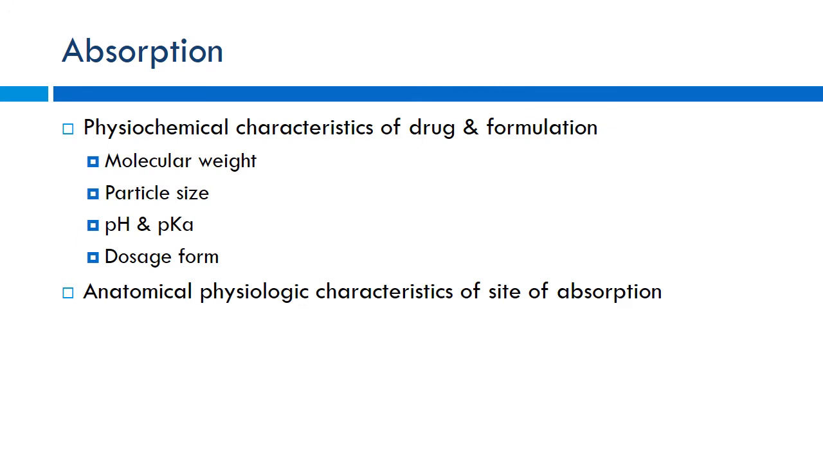So looking at absorption of drugs, we'll find that the physiochemical characteristics of the drug and the formulation are going to be important in describing what type of absorption you're going to have. That includes the molecular weight of the drug, so the larger the molecule, the harder it is to be absorbed. Particle size can be important here, so smaller particles tend to have more surface area that can be absorbed. Also the pH of the solution that the drug is in, the pKa, and the dosage form. You're going to find that, based on different changes within the peds patient, you can have different anatomical and physiologic characteristics of the sites of absorption, whether you're talking about the stomach or the small intestine, that can affect absorption to a great degree.